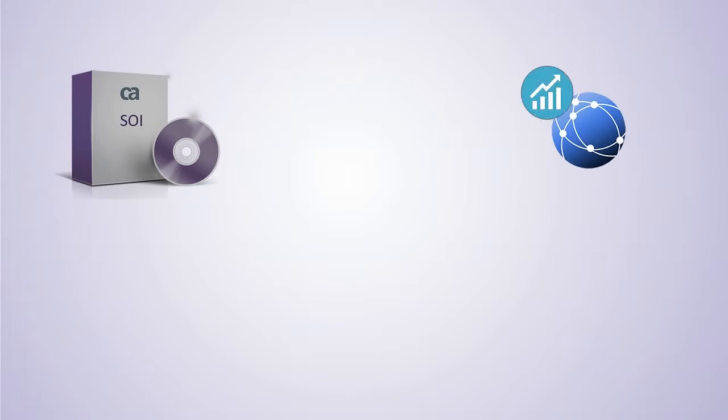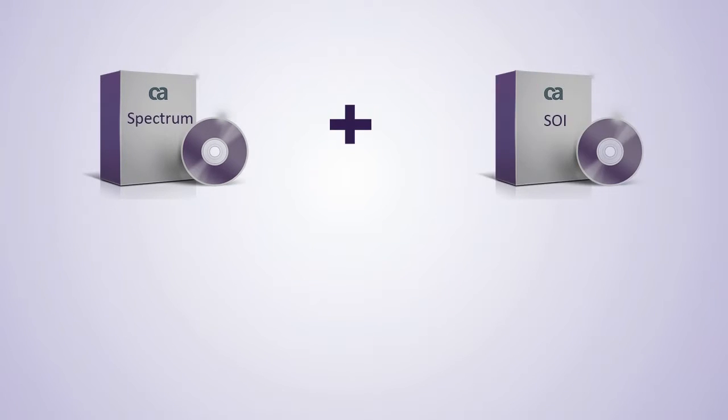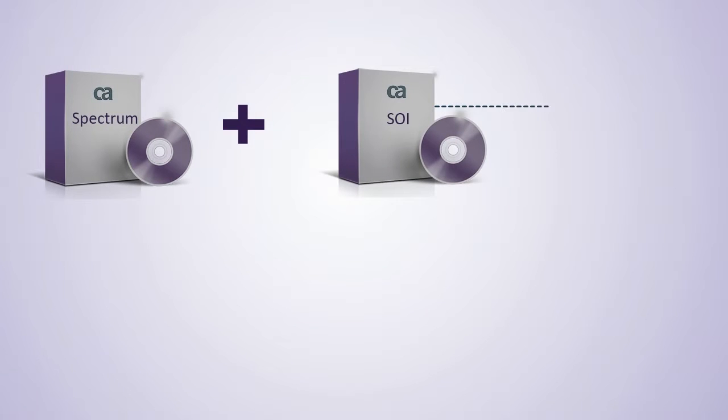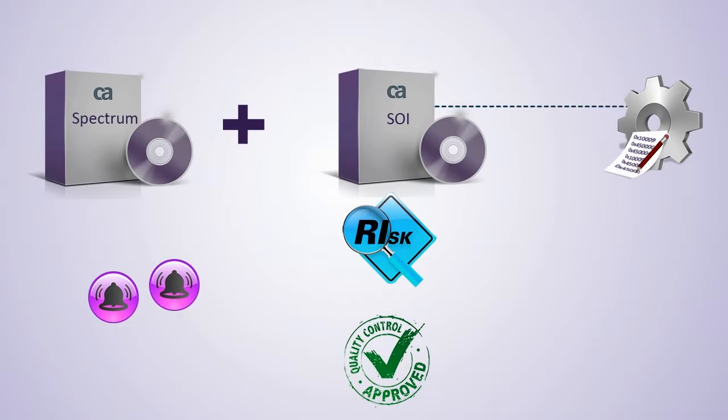SOI uses health and availability data from your domain management tools to monitor your IT services based on quality and risk. When you integrate CA Spectrum and SOI, there are configurations built into the code to judge which CA Spectrum alarms need to be categorized as risk, fault and quality alerts in SOI console.